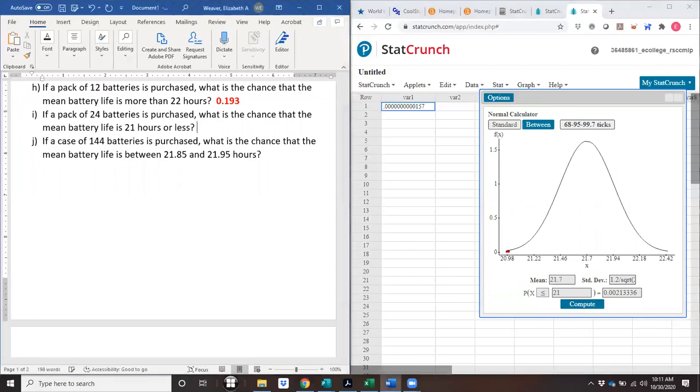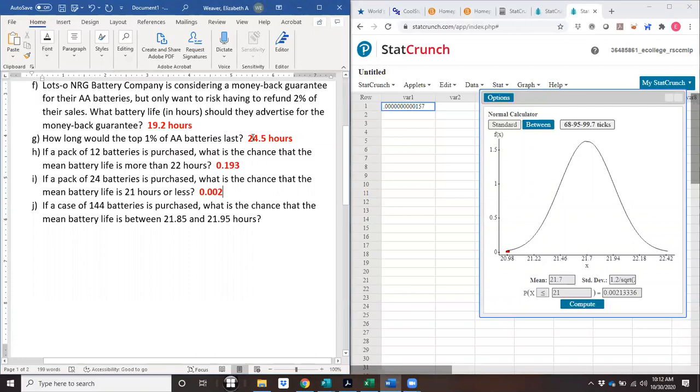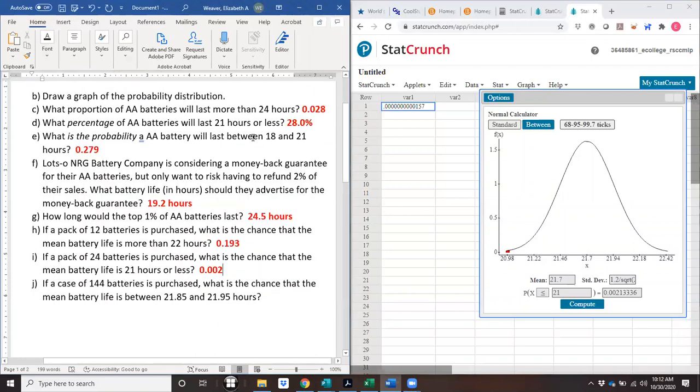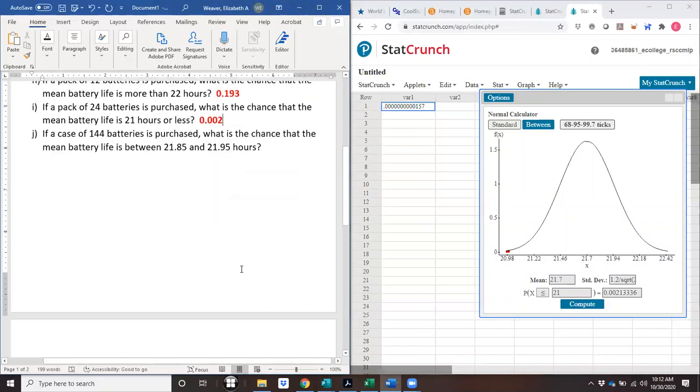And again, if we compare that with what we got earlier, because this one is the same, 0.002. Since we're going to 3 decimal places, of course that keeps going. But if we compare that to what we got in part D, that was 28% or 0.280. So much, much smaller probability there.